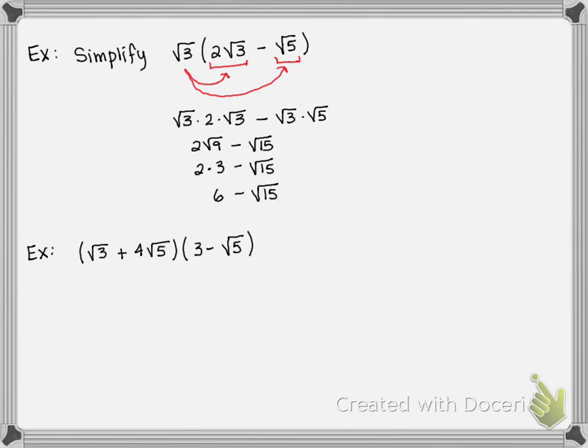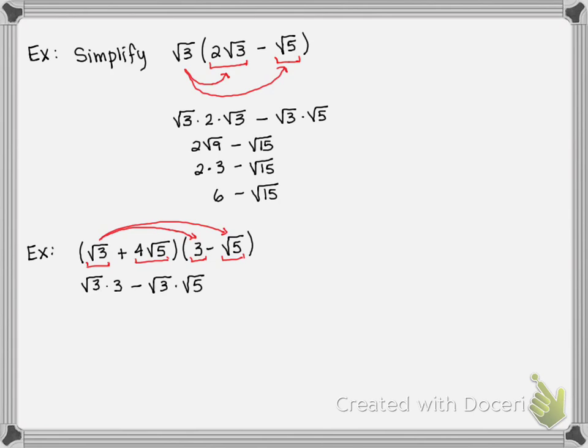So just like with polynomials, we have 2 terms in that factor, and we have 2 terms in this factor. So we're going to distribute the square root of 3 to both terms in the second factor. So I have the square root of 3 times 3 minus the square root of 3 times the square root of 5.